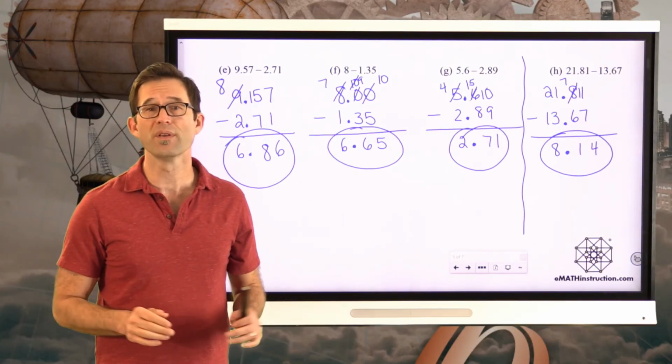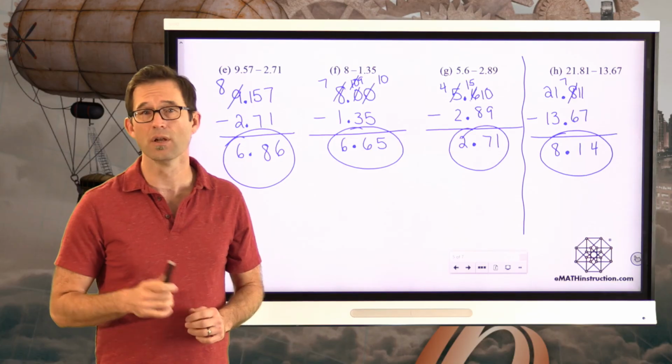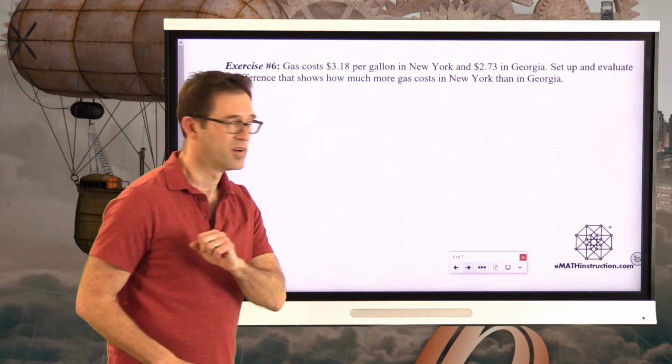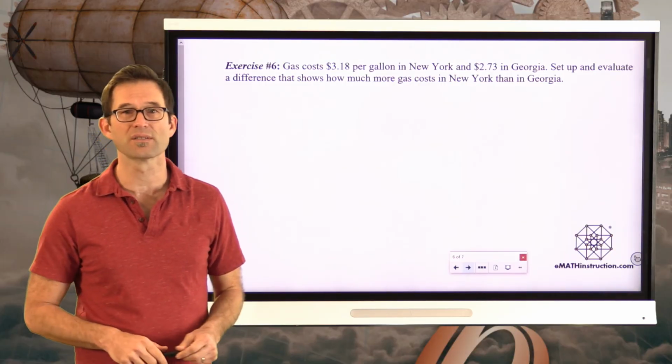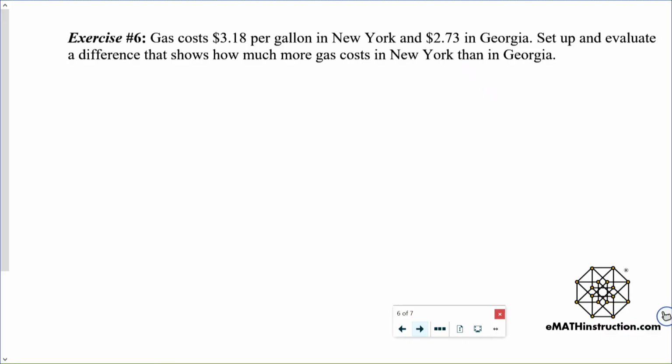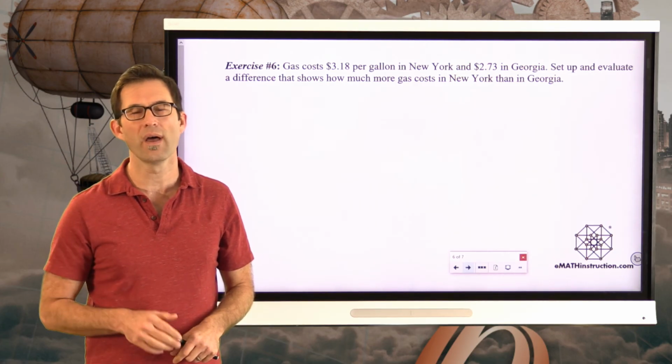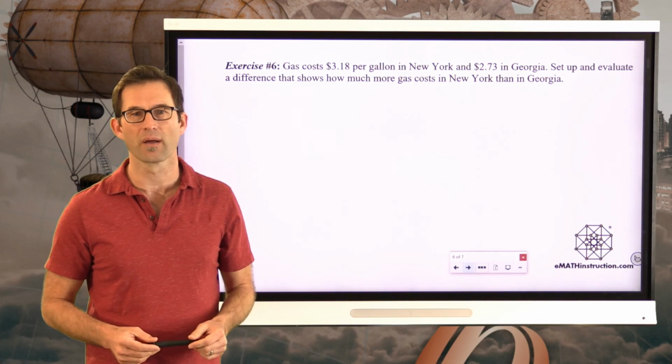Let's do one more of these types of problems with subtraction that's a little bit applied, and then we'll wrap up the lesson. All right, exercise number 6. Gas costs $3.18 per gallon in New York and $2.73 in Georgia. Set up and evaluate a difference that shows how much more gas costs in New York than in Georgia. All right, pause the video now, go ahead and work through this, and then we'll talk about it.